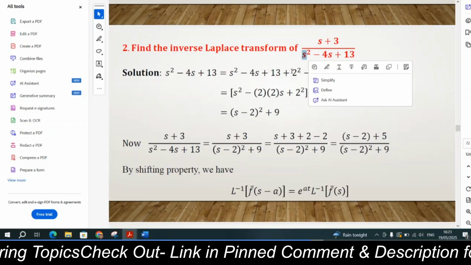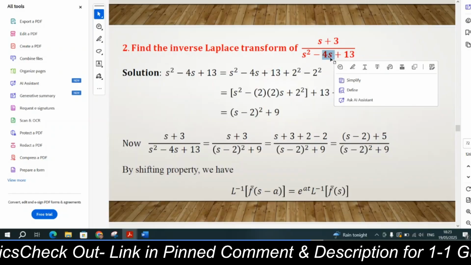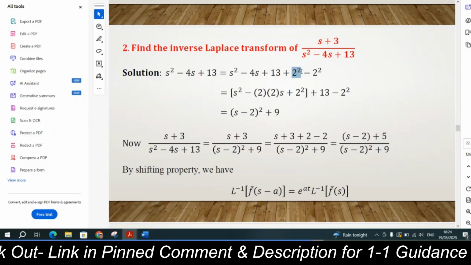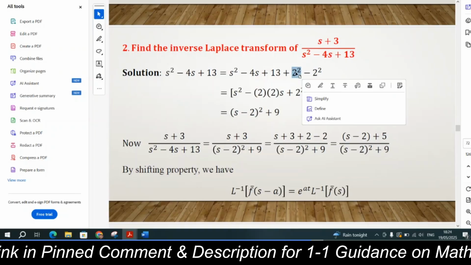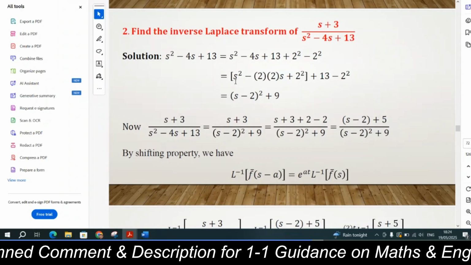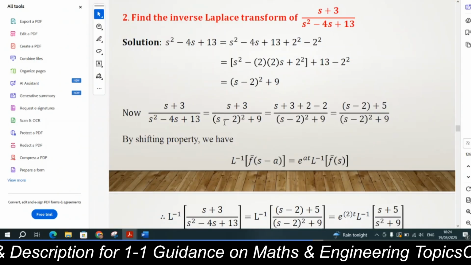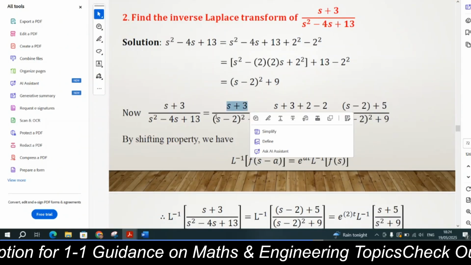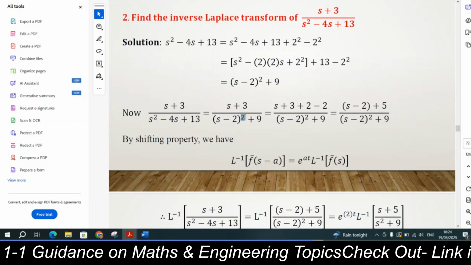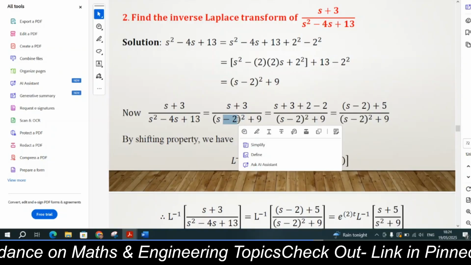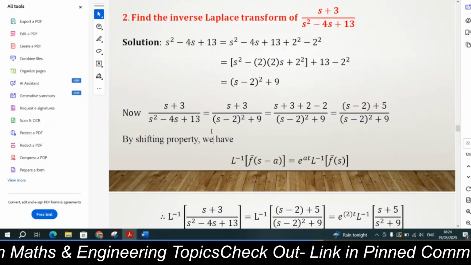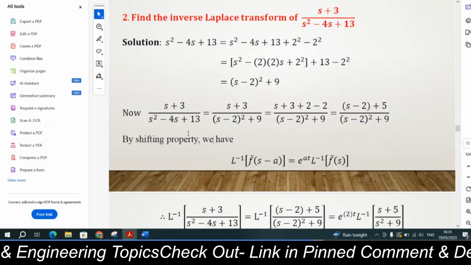Anyways, inverse Laplace of s plus 3 upon s square minus 4s plus 13. Now over here, s square minus 4s plus 13. So what they have done is they have tried to convert this into a complete square. With the 4s, I need a plus 4 to complete the square. So plus 4, minus 4, and therefore you are left with s minus 2 the whole square plus 9.